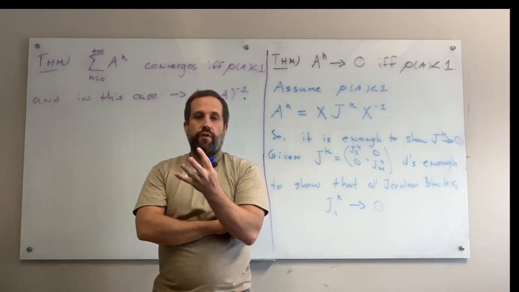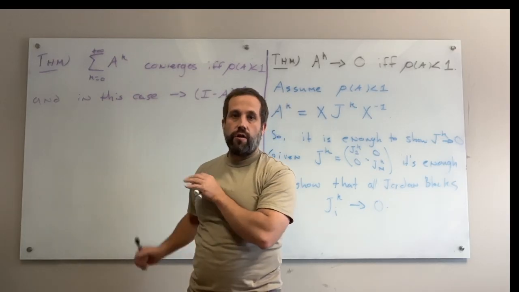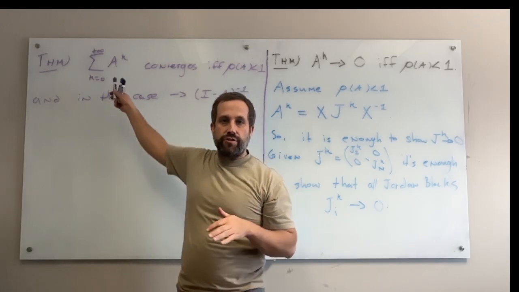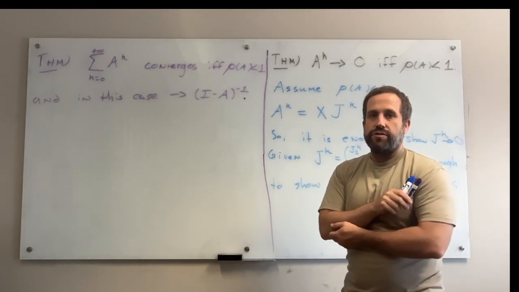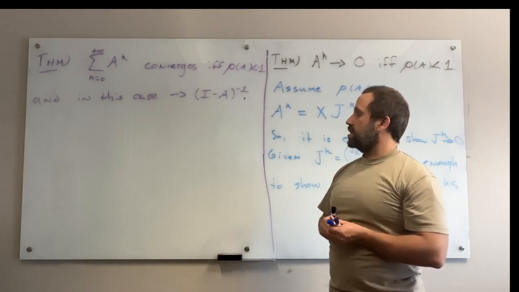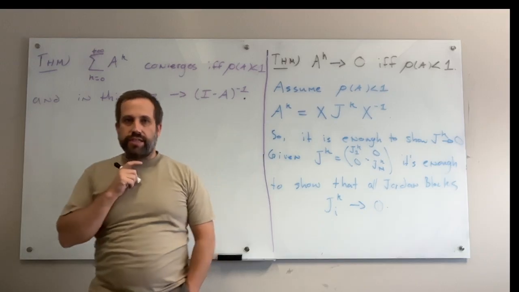If a series converges, then the terms go to zero. So if this converges, the terms have to go to zero. That is, each of the matrices has to go to zero in this. And if the matrices go to zero, then rho of A is less than 1. Now the other direction is not as simple.